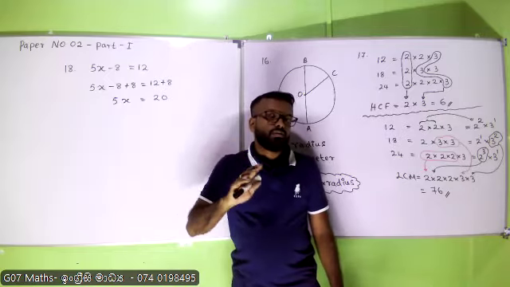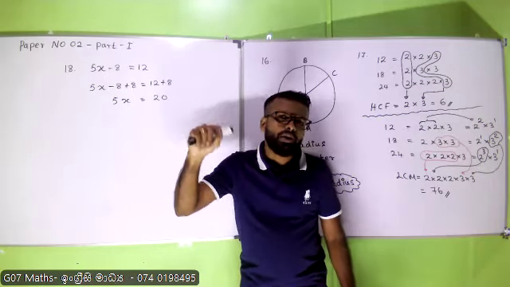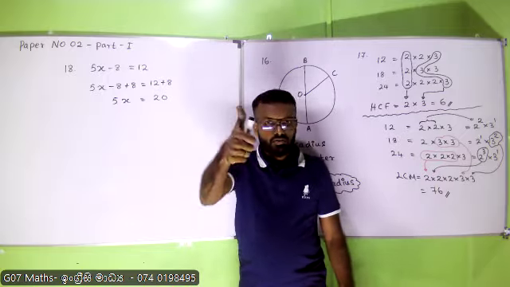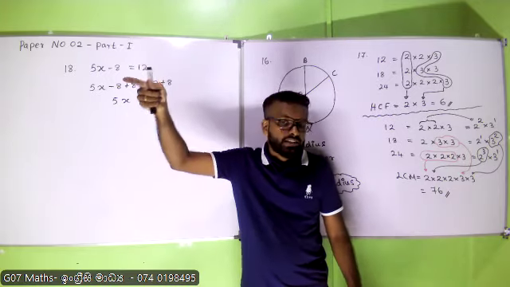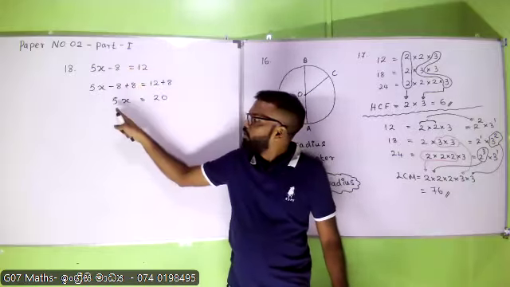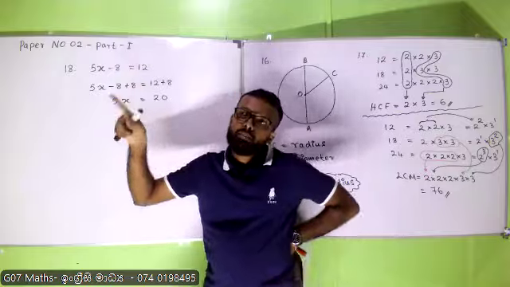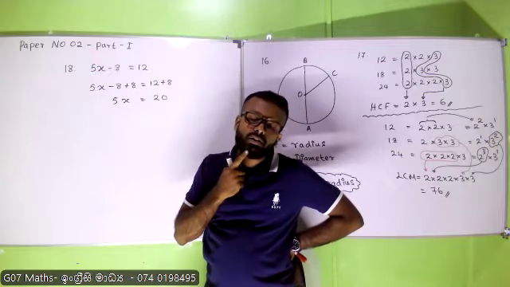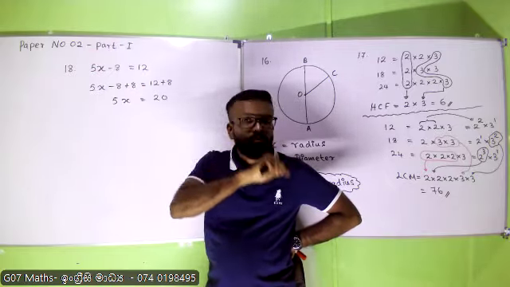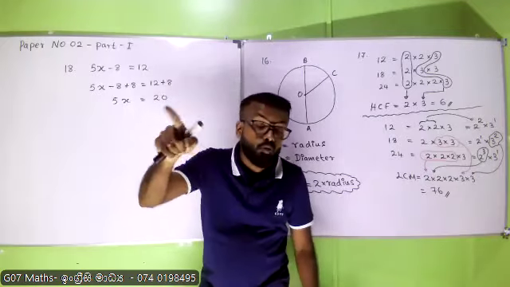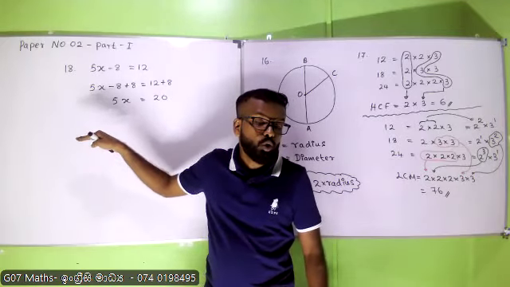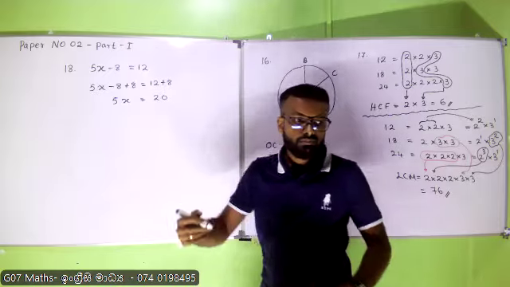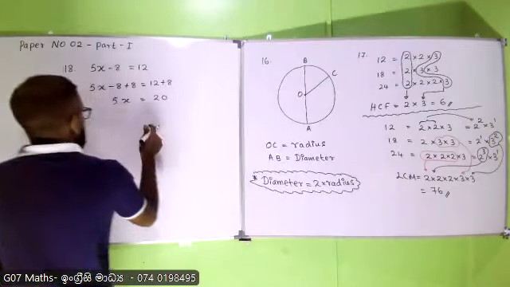5x. What is the operation between 5 and x? Multiplication. Super, 5 multiplied by x. What is the opposite of multiplication? Division. So if you want to remove 5 from your left hand side, you need to divide both sides by which number? 5.